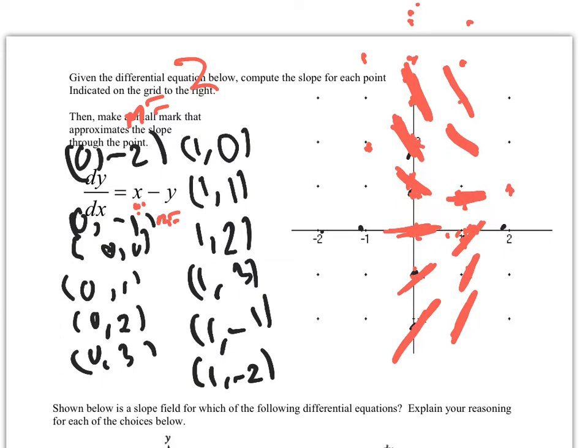X is negative 1. What happens at negative 1, 0? Negative 1, negative 0. Still negative 1. So 1, 1 looks like this. How about negative 1, 1? Negative 1, negative 1. Anybody see what happened? Right here, negative 1, 1. Negative 1, negative 1. Isn't it a 0? Yes. Yeah, it's another 0.